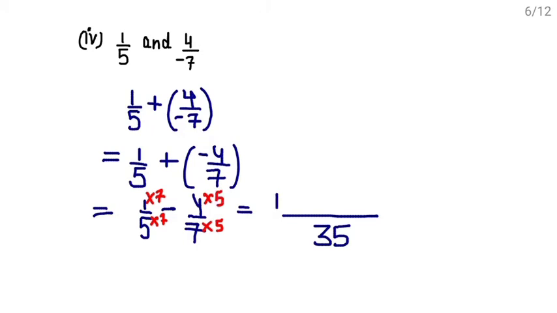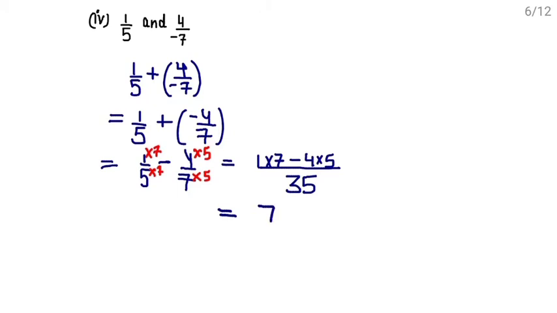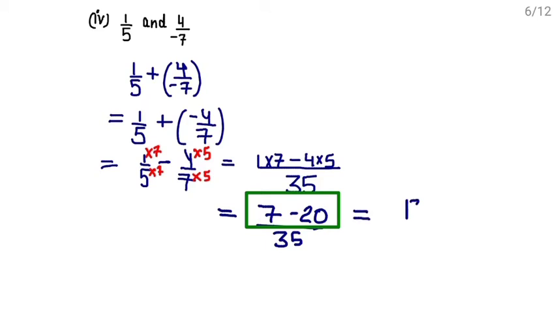So right here, 1 multiply 7 minus 4 multiply 5. Now solve it. 7 ones are 7 minus 5 fours are 20 upon 35. Both the numerators have different signs, so values will be subtracted. 20 minus 7 is 13 of minus sign, because greater numeral has minus sign, upon 35. This is your answer, minus 13 upon 35.